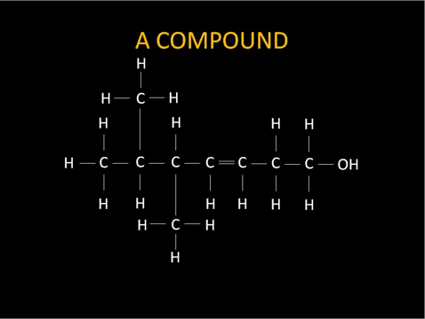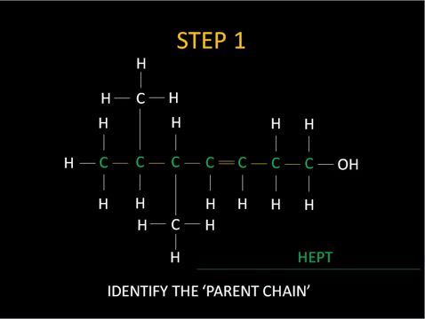So here goes. First off, we would identify the parent chain. And by parent chain, I mean the longest chain of carbon atoms that you can make in the compound, without any kind of branching or splitting of any kind. And in here it happens to be 7, so we call it hept. That is the first step, just call it hept, because it's 7.